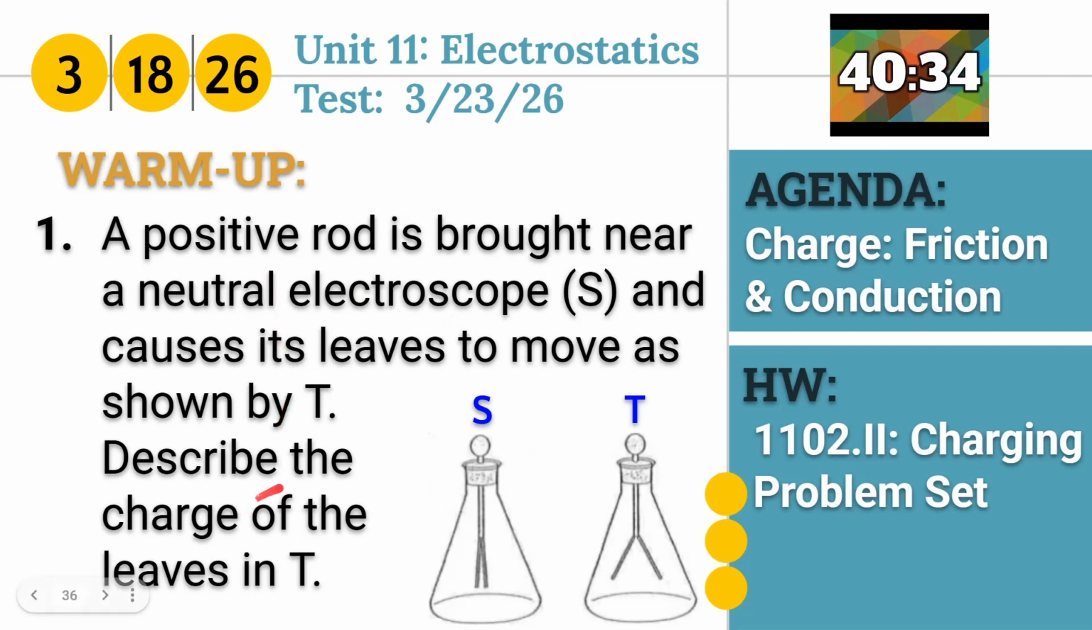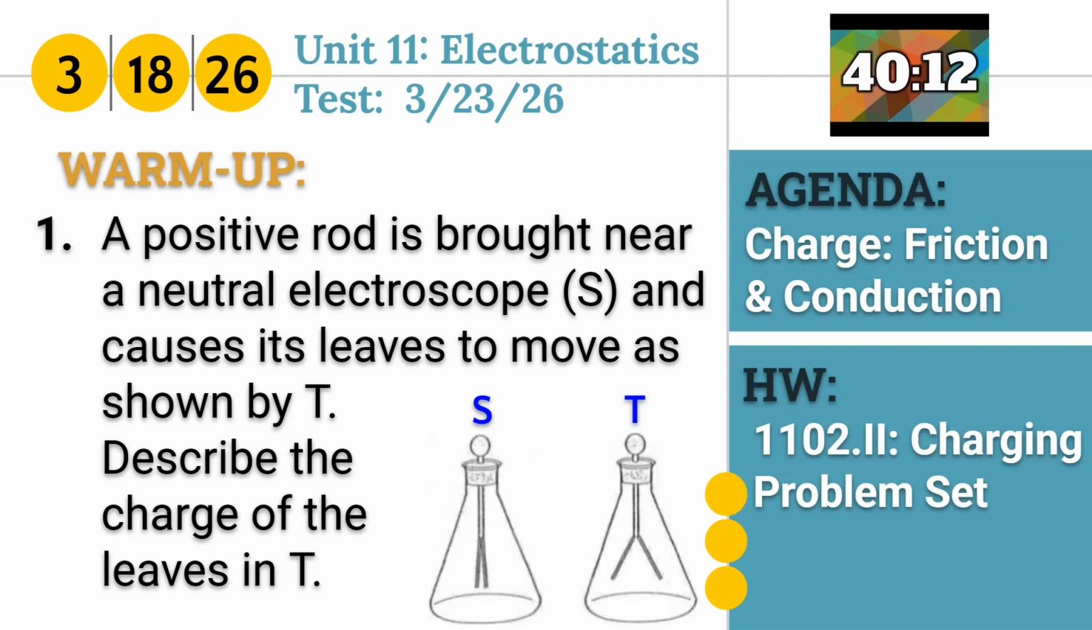And so that's exactly what happens. The leaves are both positively charged, and because they're both positive now, like charges repel, and you get them flaring outward. And so it works the same way whether you bring a negative object nearby or a positive object nearby. It looks exactly the same. It's just the direction that the electrons move.